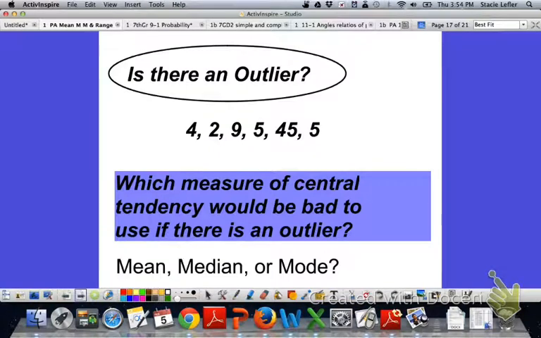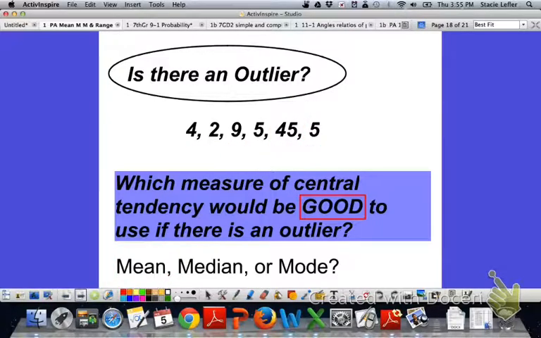Okay, so find the outlier if there is one. Well, most of these numbers seem small. Wait, 45 is way different than the other ones. And this is going to be really bad for the average. When you try to add it all up and divide by how many, it's going to pull that average or mean up.